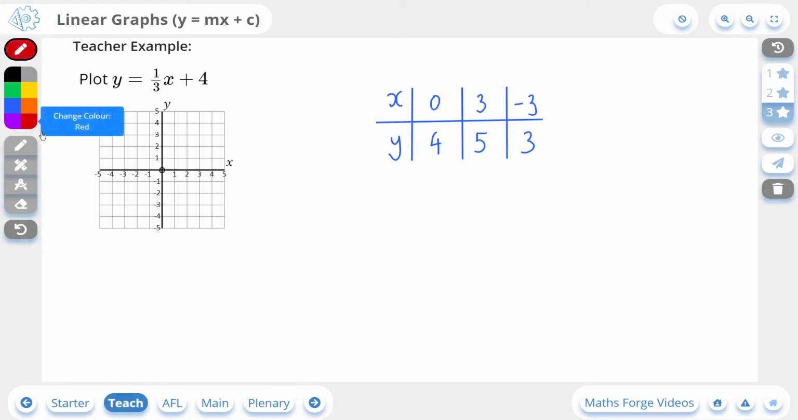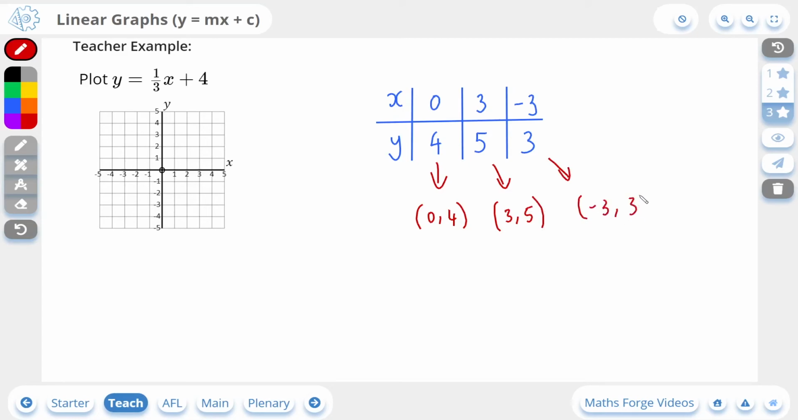So here are our paired values. Our first coordinate is going to be 0 and 4. The second one is going to be 3 and 5. And the last one is going to be minus 3 and positive 3. Now, just to make a note here, if you had a fourth times x, so 1 over 4 times x, since your denominator is a 4, you're going to want to pick multiples of 4 to input for your x values. If it was a half, then the denominator is 2. You're going to want to pick multiples of 2 that go into your x values. And that's how it works when you're dealing with a fraction in front of the x.